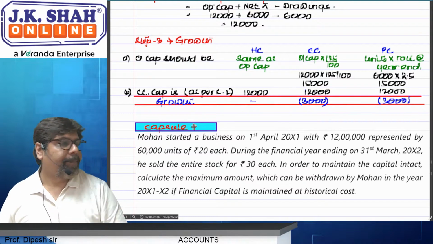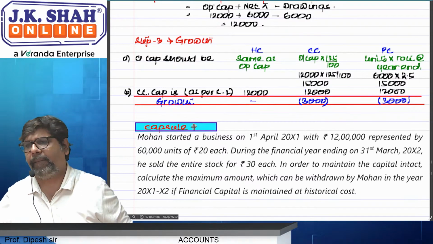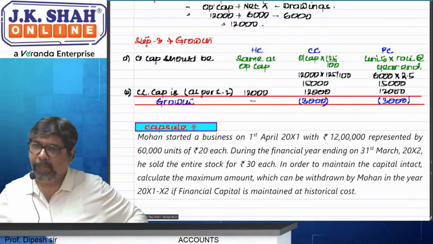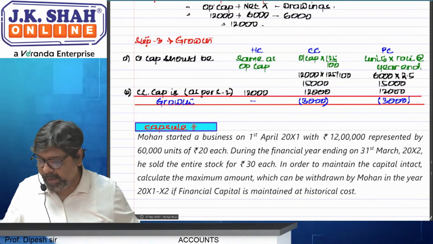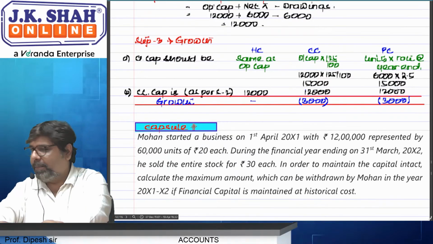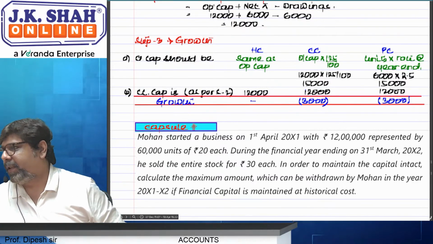Am I clear? You understood, chartered? Yes sir, no sir. Understood? That your capital is 12,000 but should be 15,000. So instead of growing, your capital has gone down by 3,000. Correct? Incorrect? Correct.